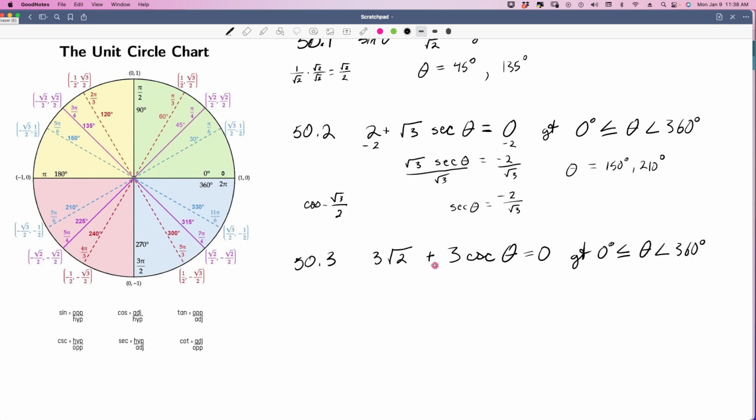All right, so now we're going to look for 3 times the square root of 2 plus 3 times the cosecant of theta equal to 0, given that it lives between 0 degrees and 360 degrees. We begin by solving the equation for the cosecant of theta. So we do the same thing. We subtract this from both sides. So we get 3 times the cosecant of theta, that is equal to negative 3 times the square root of 2. We have a known. We divide.